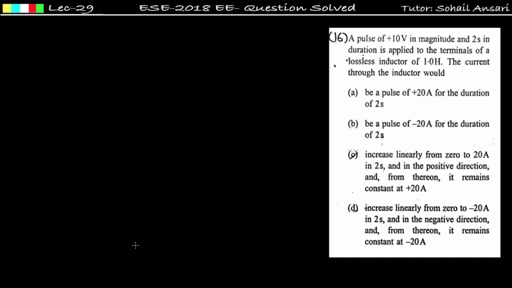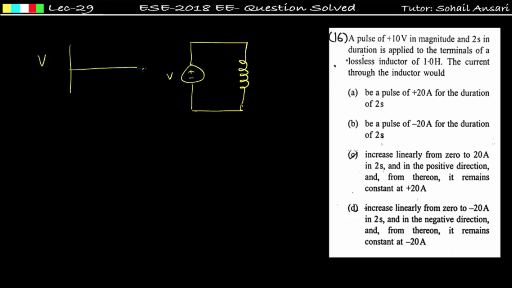See the next problem. A pulse of 10 volt in magnitude and 2 second in duration is applied to the terminal of a lossless inductor. First make the lossless inductor. This is the inductor. And we are supplying one pulse, let us say V, and the value of V in the waveform is a pulse of 10 volt applied till 2 second. After that it is 0. This is 10 volt. This is applied to a lossless inductor having value 1 Henry.